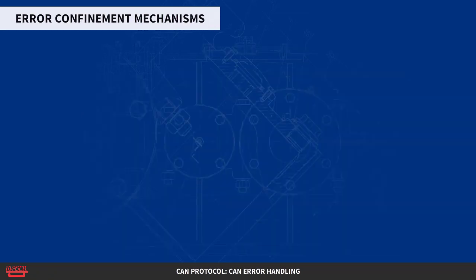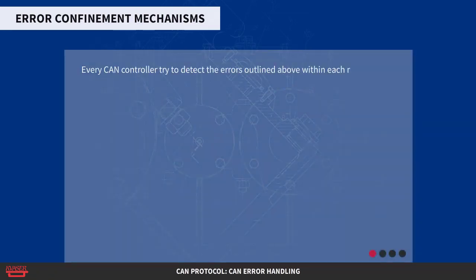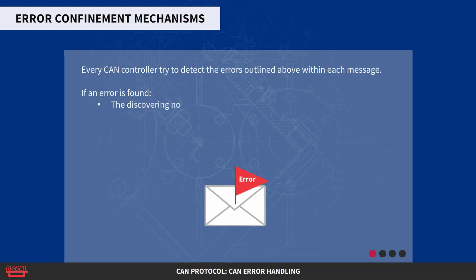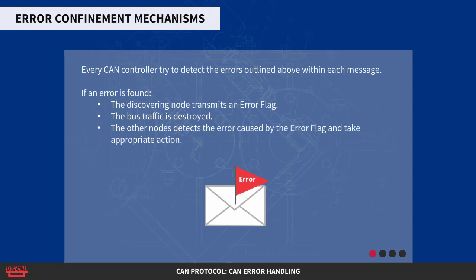Error confinement mechanisms. Every CAN controller along a bus will try to detect the errors outlined above within each message. If an error is found, the discovering node will transmit an error flag, thus destroying the bus traffic. The other nodes will detect the error caused by the error flag, if they haven't already detected the original error, and take appropriate action, that is, discard the current message.